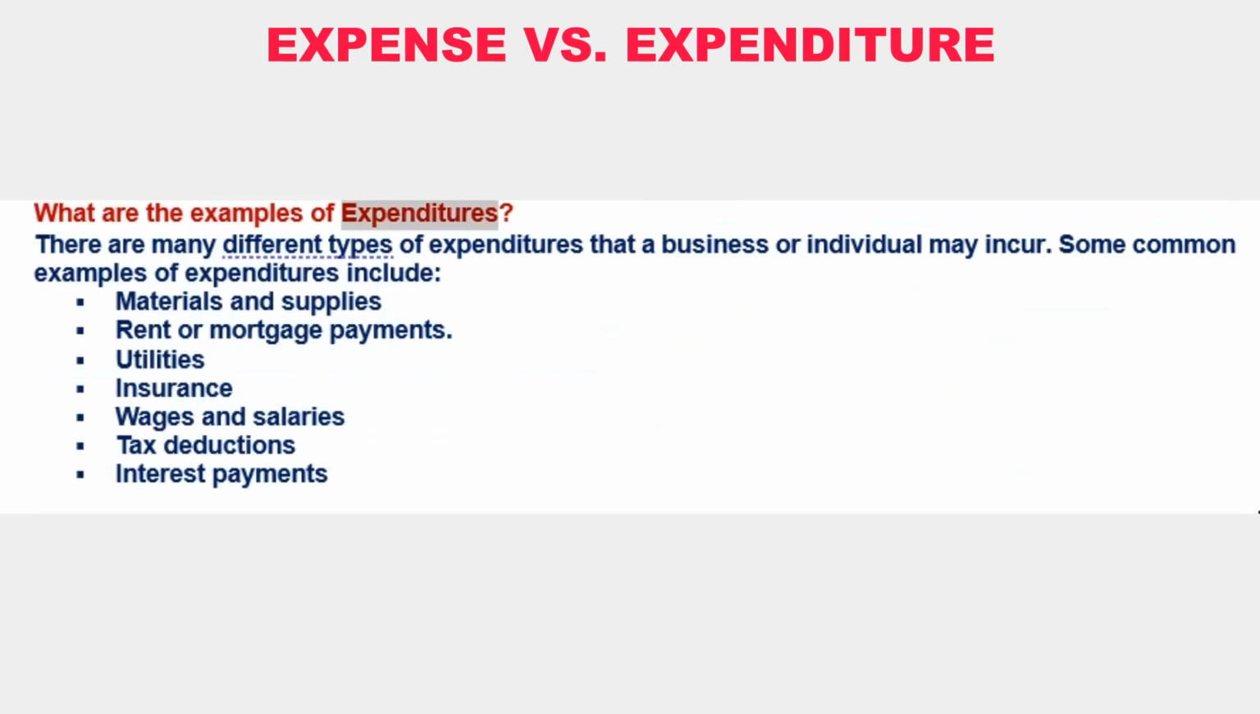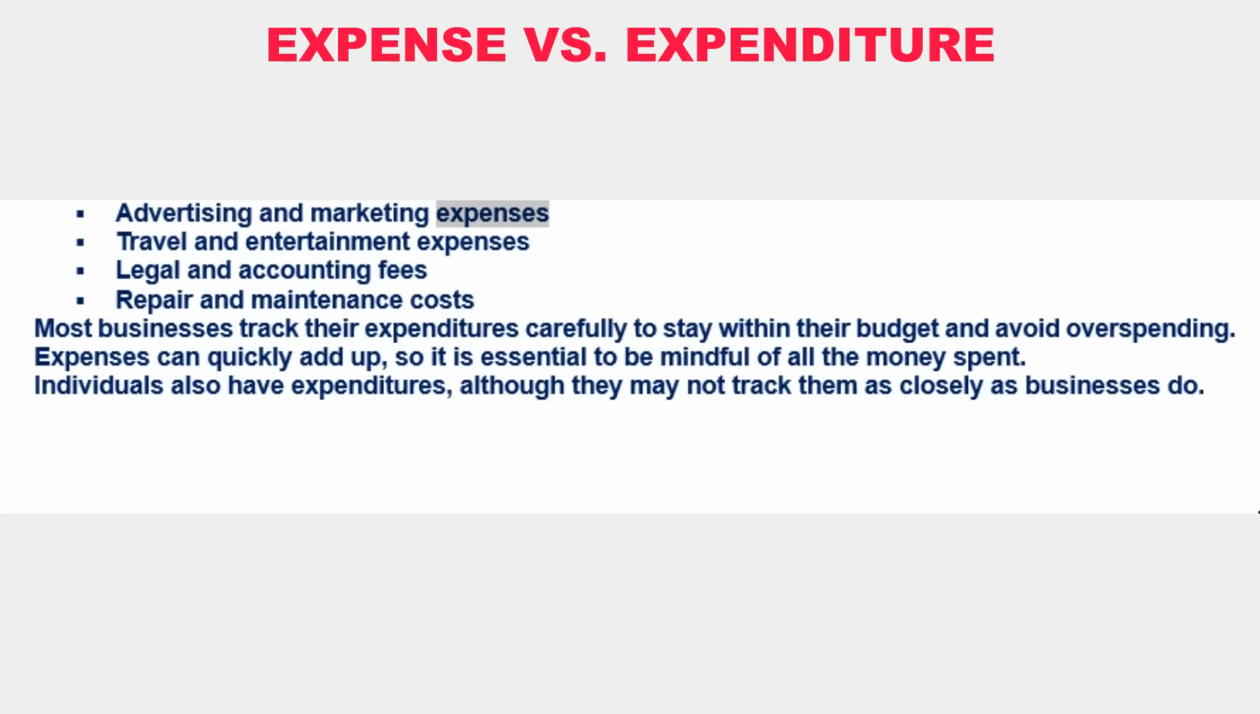What are the examples of expenditures? There are many different types of expenditures that a business or individual may incur. Some common examples of expenditures include materials and supplies, rent or mortgage payments, utilities, insurance, wages and salaries, tax deductions, interest payments, advertising and marketing expenses, travel and entertainment expenses, legal and accounting fees, repair and maintenance costs.